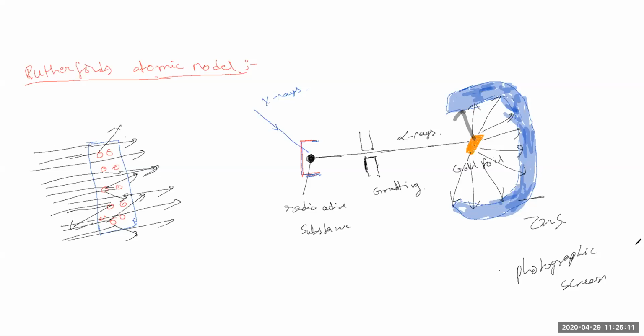Based on that, he derived some properties. He derived the atomic number also. Atomic number, and after that isotopes and nuclides. What are the nuclides and all?